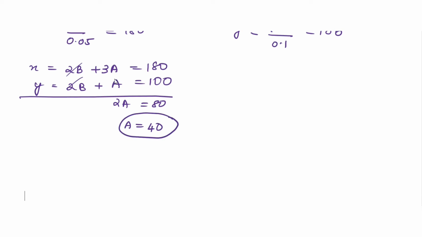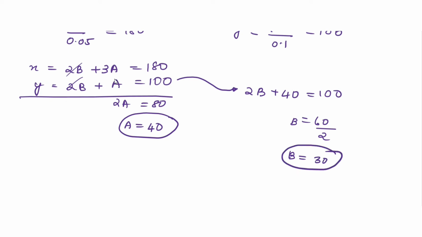Since we got the value of A, you can substitute this value of A in one of the equations to get the value of B as well. So we substitute A in this equation, 2B plus 40 is equal to 100, the smaller equation. On solving, we get the value of B as 60 by 2, which is 30. So the atomic mass of A is 40 and that of B is 30. So the correct option is C.